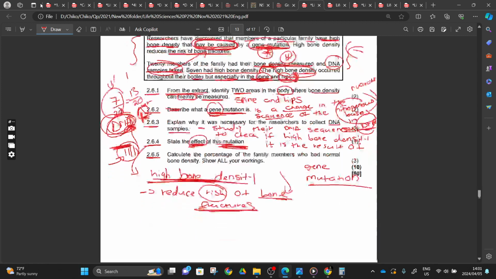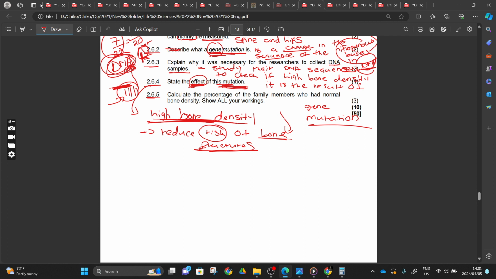So 2.6.5, let's go to 2.6.5. It says calculate the percentage of the family members who had normal bone density. We calculated that. We found that 7 of them out of 20 have high bone density, which means that 13 out of 20 are normal. They have a normal bone density. Show all your calculation, right? 3 marks. I'll first show you the first calculation, which should be straightforward. You are going to say 13 out of 20 multiplied by 100 equals, right?